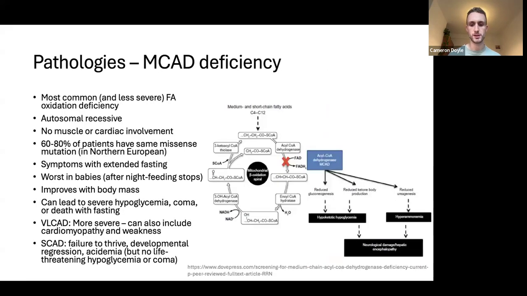In terms of treatments, I think you essentially just have to avoid fasting. You have to keep eating, and not all the time, but you have to make sure that you don't go long periods of time without eating, and decrease your fat intake as well, so that you don't have as many of these medium and long chain fatty acids hanging around.